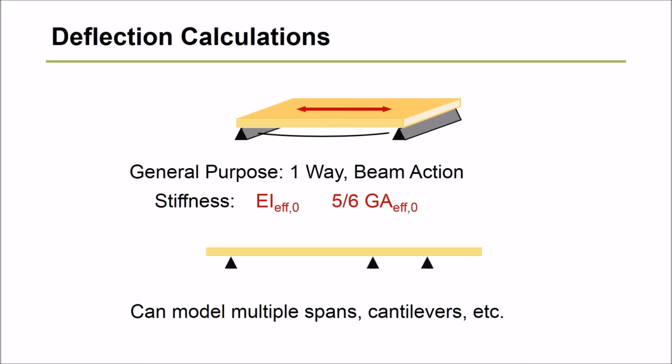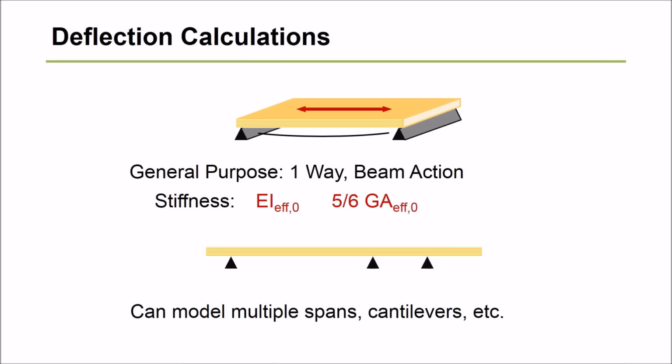Similarly, if you don't have a 2-way plate action system, if you have panels just spanning between beams or spanning between walls, where you're really not relying on that 2-way behavior very strongly, you can just do a simple 1-way beam analysis of the panels. This could be for multiple spans.